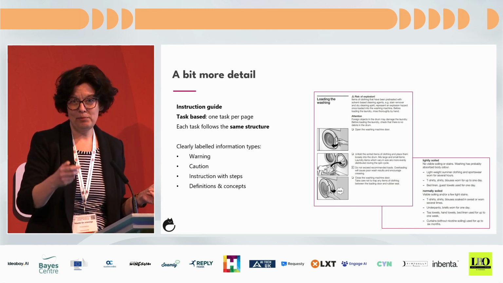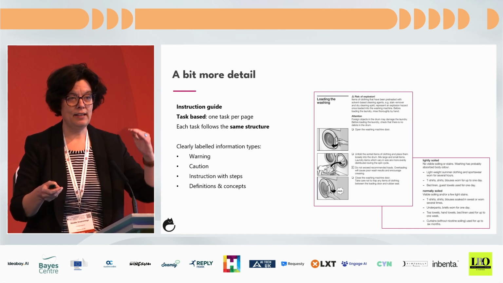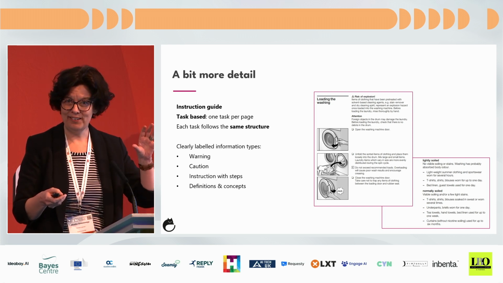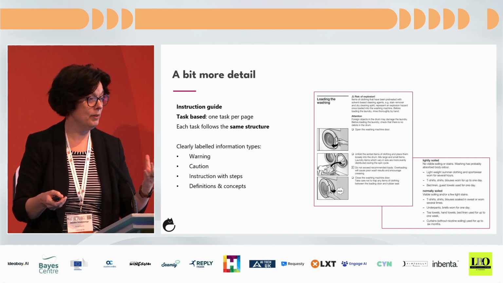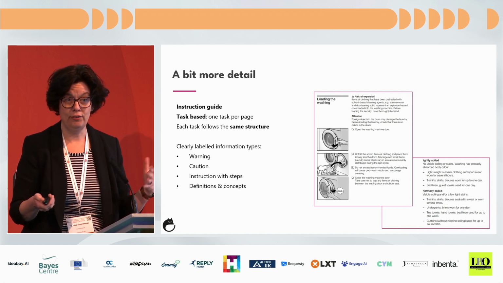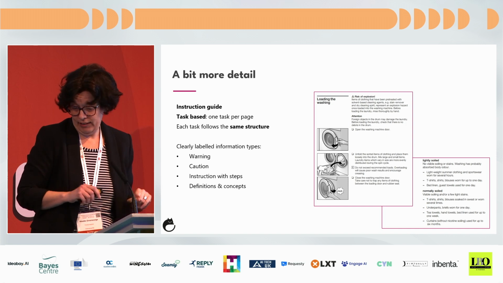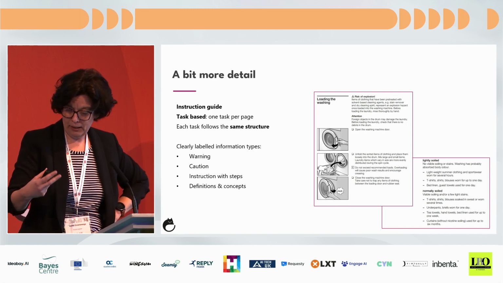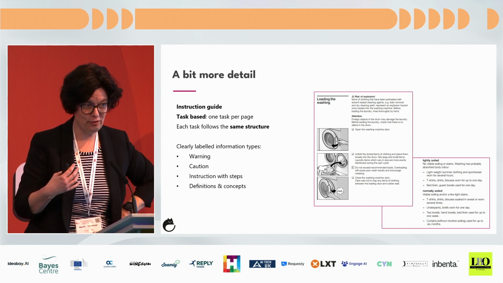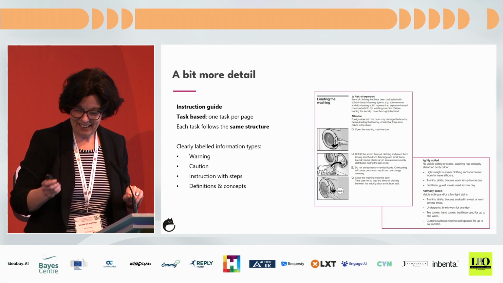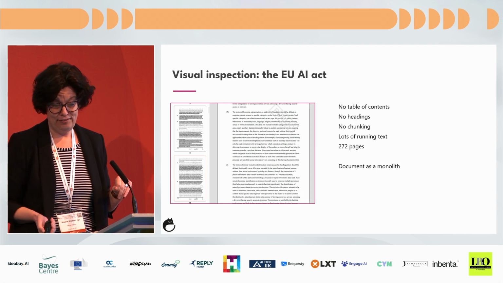The information types are clearly labeled and are always in the same order in this manual. They always start with cautions and warnings, then there's a little instruction with steps, and it ends with a conceptual explanation of definitions. For instance, here it's really nice to know the different types of gradations of soiledness of your laundry, so you can sort them. And this is really kind of easy.